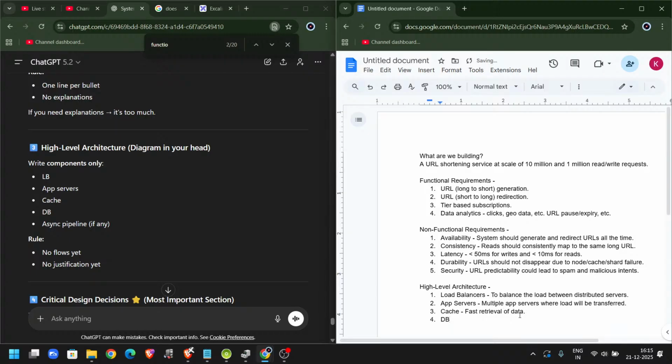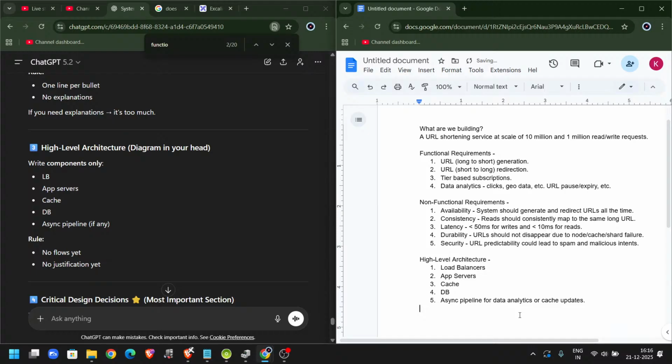DB. हाँ ये सब की ज़रूरत नहीं है भाई, ये सब लिख रहा है. This is too much information. Not too much, this is very obvious information. DB हो गया and async for data. Data analytics or cache, what do you call it, cache fills, updates. Yeah.